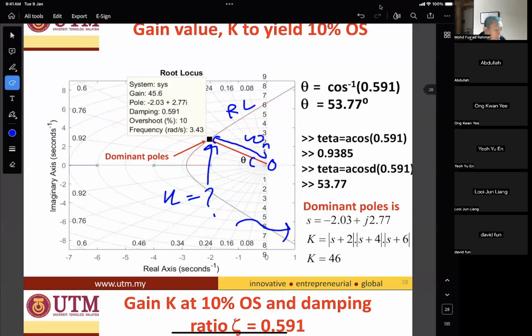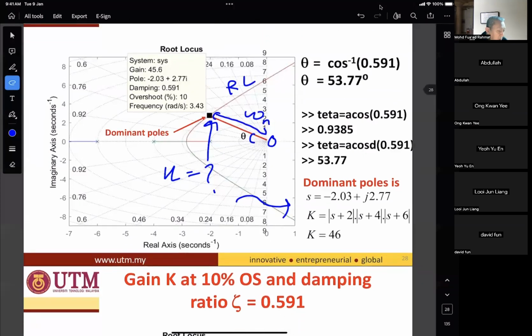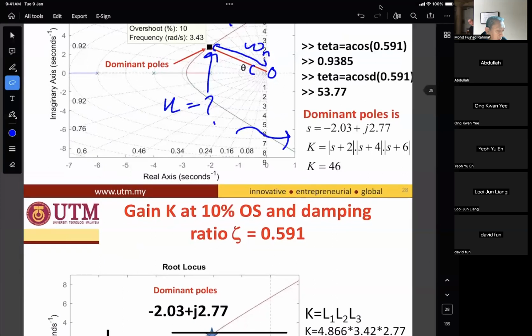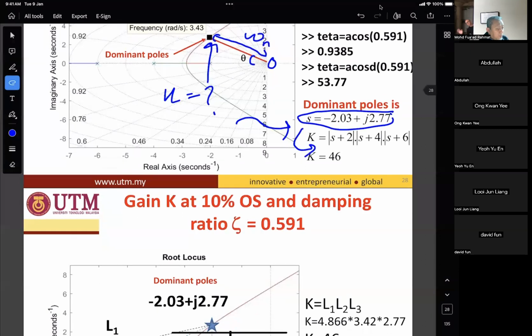So K will give you 46 by calculation, using the gain criteria formula, which is magnitude of s plus 2, magnitude of s plus 4, magnitude of s plus 6. You just take this value as the dominant pole value, and you insert it inside the K formula, and then use your calculator. So you will get 46.